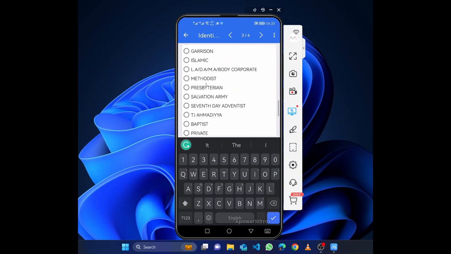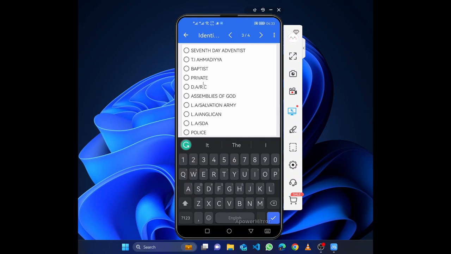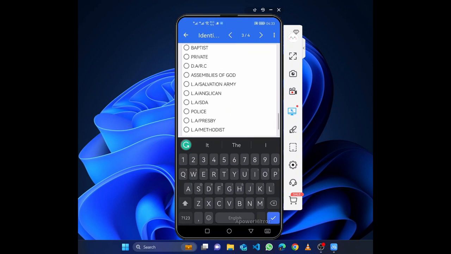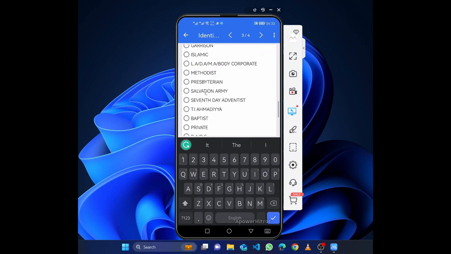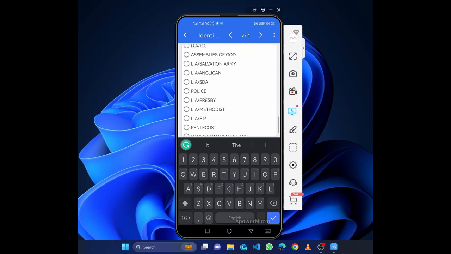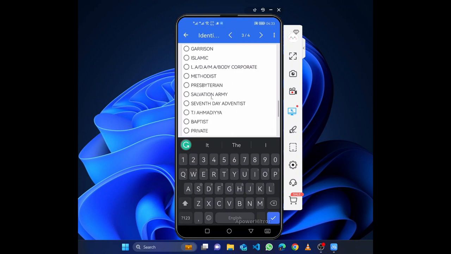Then you choose your management. We have all management units. So if you are a private school, you choose private. If the management unit is Pentecost, LA Presby, or LA Methodist, you choose that. But one thing you should note is the difference between Methodist and LA Methodist. You have LA Methodist, and when you scroll up, you have Methodist.